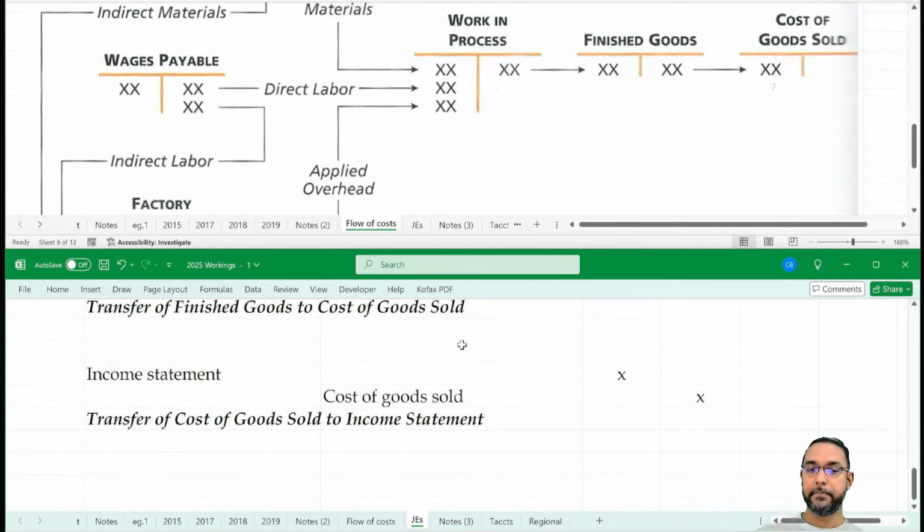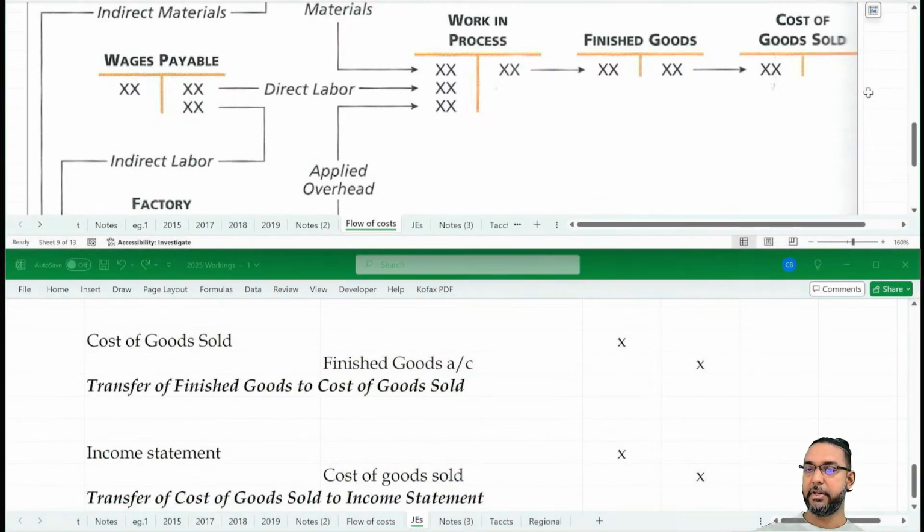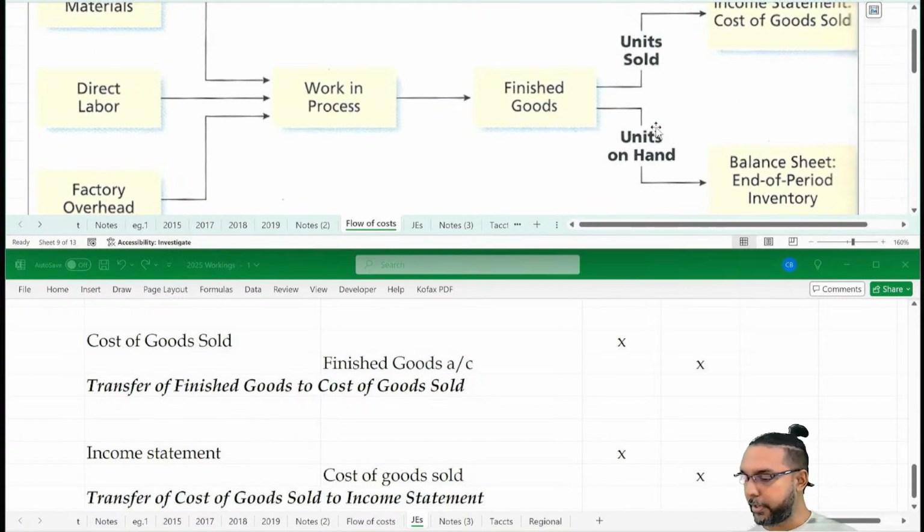And then thereafter, the last thing is, you're not seeing the T account here, but you're seeing it on top of here, right? From finished goods, it will go there.